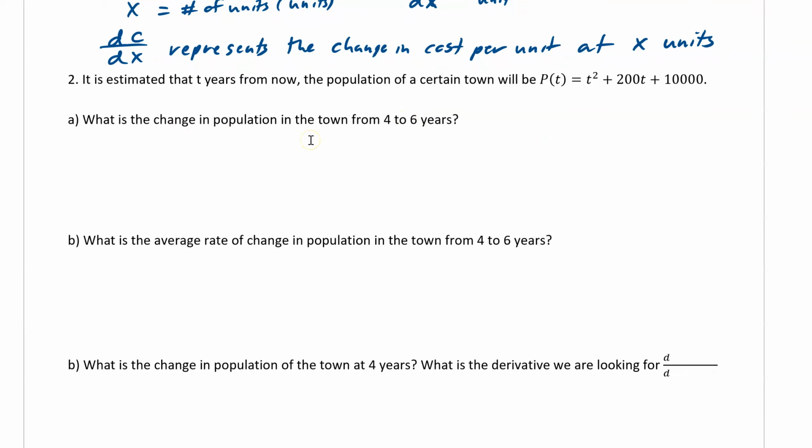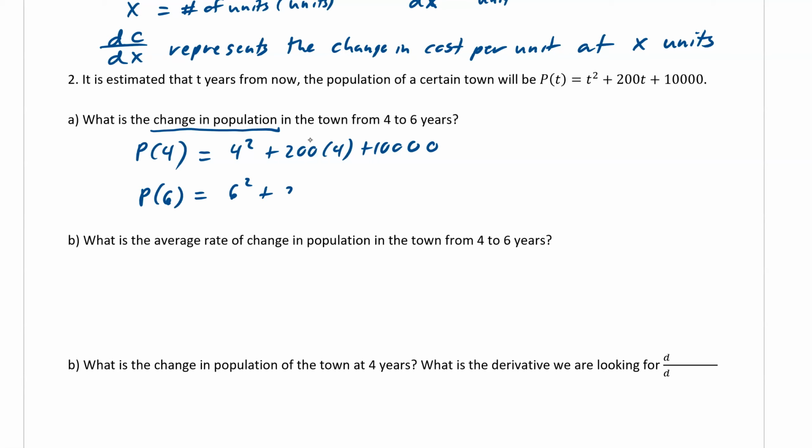If they say change in population, they're not looking for a rate here. They're literally saying, how did it change? So if you plug in 4 and you plug in 6, it will tell us the population at 4 years, and it'll tell us the population at 6 years. All we're literally doing is plugging it in to find out how many people there were at 4 years and how many people there were at 6 years.